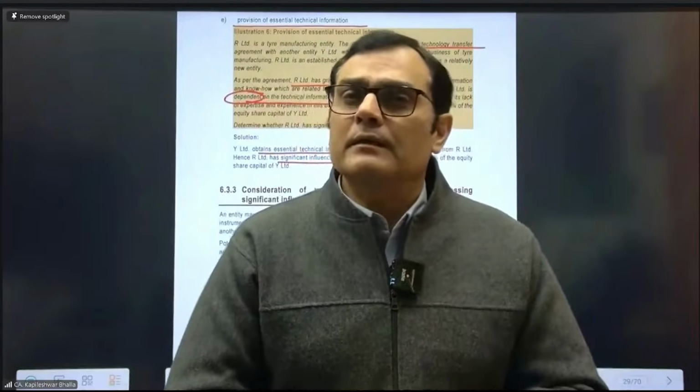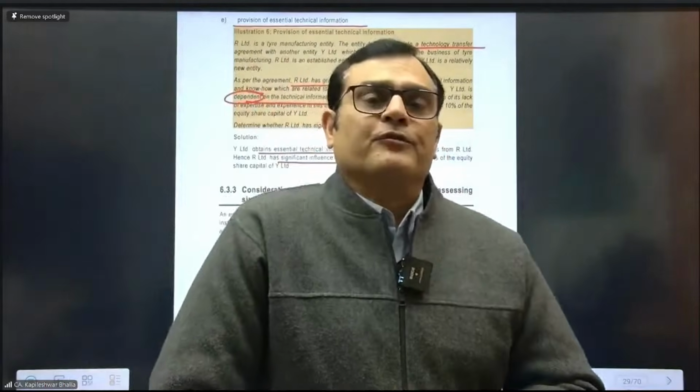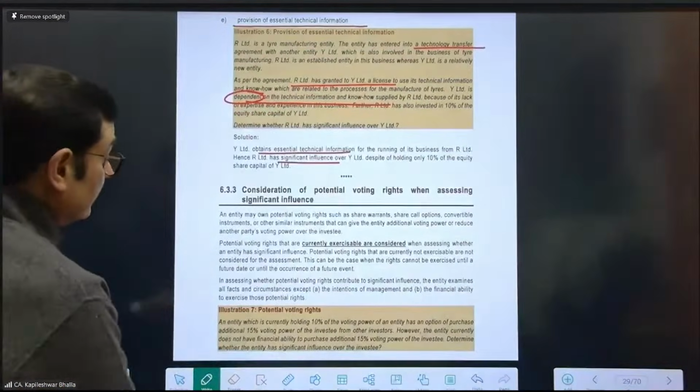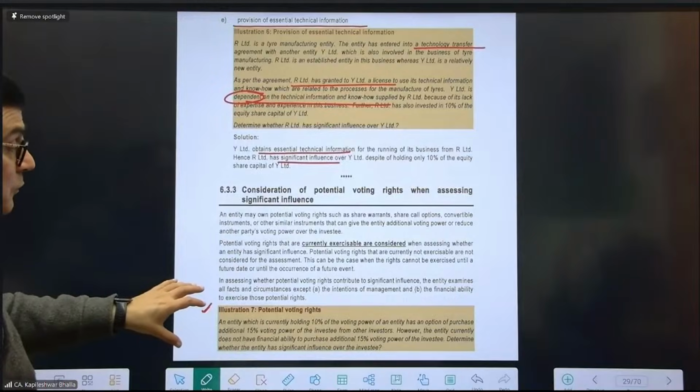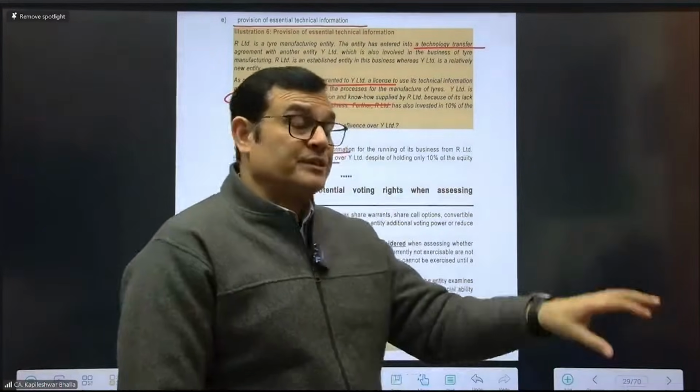Now comes another important clarification. When we did the concept of control assessment, we also said that potential voting rights could be indicative of whether you get control or not. So let us see what is the status of these potential voting rights in terms of Ind AS 28. There is an interesting clarification which is given in illustration number 7. Now I'll just read the facts and then we'll connect the dots in terms of 28 as well as 110.